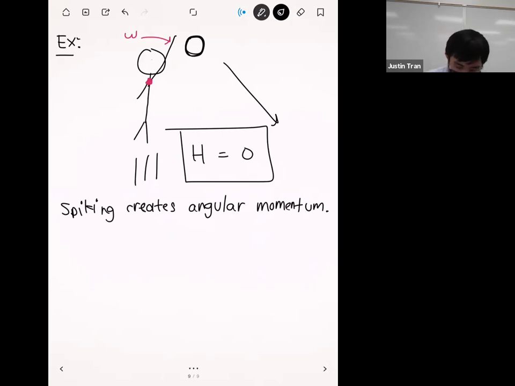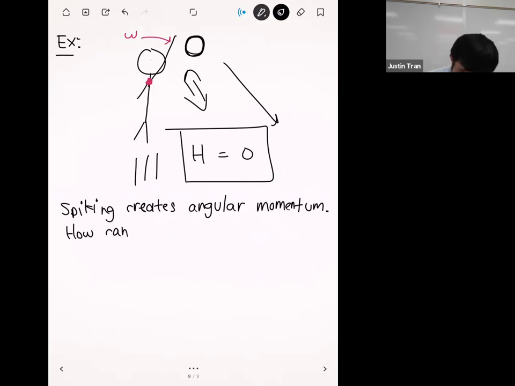But how can that be? How can we jump up and have no angular momentum, and then suddenly do a motion that does have some angular momentum? It seems like these two ideas are contradictory to each other. It's not, and it's an internal torque, and that's the key here.